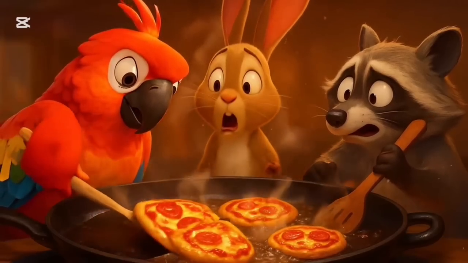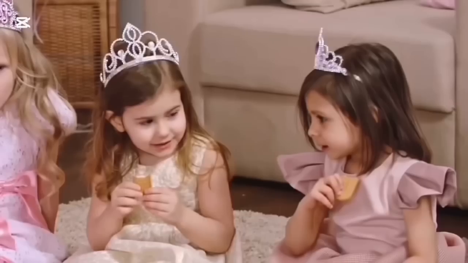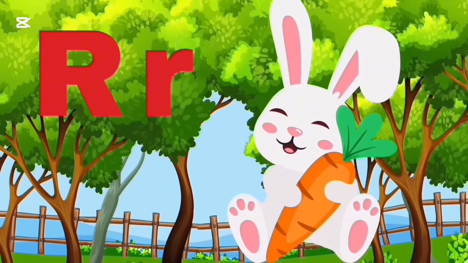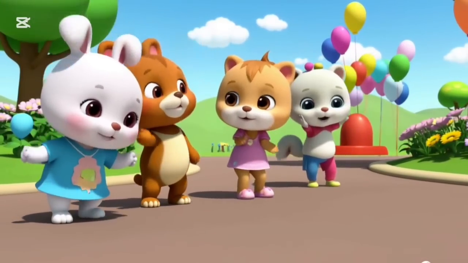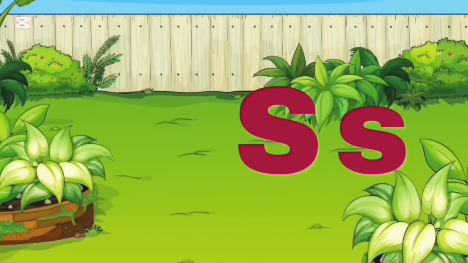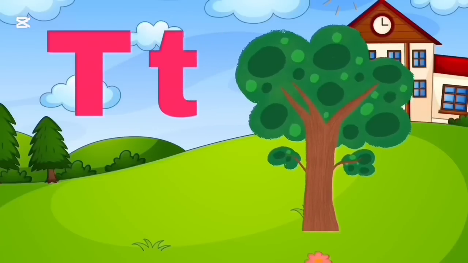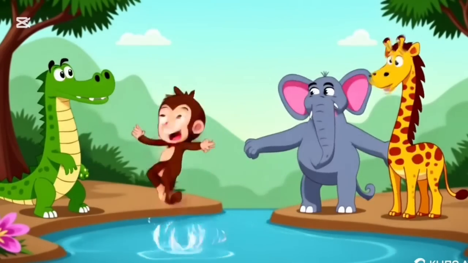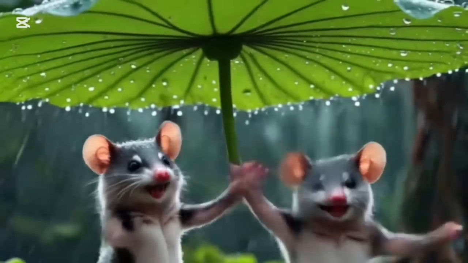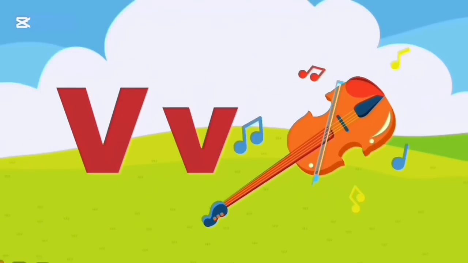Parrot. Q is for queen. Queen. R is for rabbit. Rabbit. S is for sun. Sun. T is for tree. Tree. U is for umbrella. Umbrella. V is for violin.